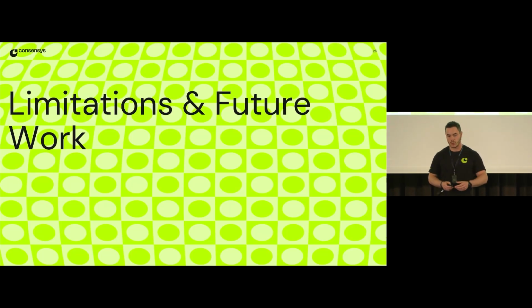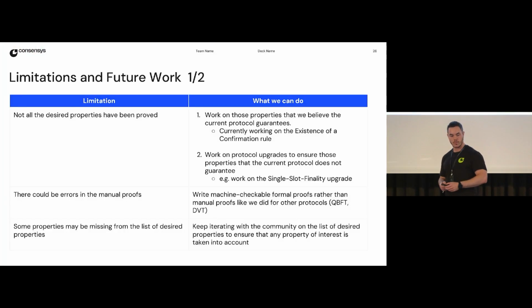So this leads me to limitations and future work of our approach. Of course, the first one, we have improved everything, that's true. But there are properties we can work on, as we are currently doing on the confirmation rule. And also, if some of the properties are shown not to be true, you can work on the protocol and modify it so that it ensures those properties. There can be error in the manual proof, correct, that's possible. Well, the next stage will be to have mechanized formal proofs. So you have a machine that checks that your proofs are indeed correct.